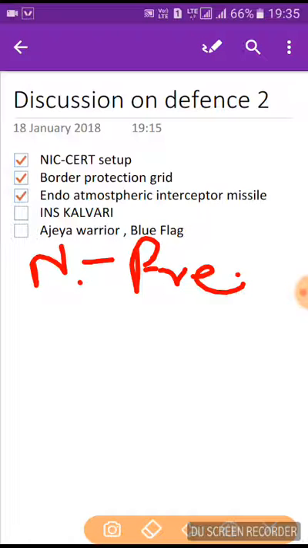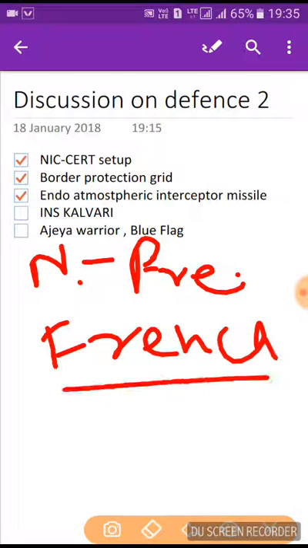It is not important, and it is built with the collaboration of the French. The third one is that it is designed by the French naval defense. It is designed by the French, and it is also India's first.